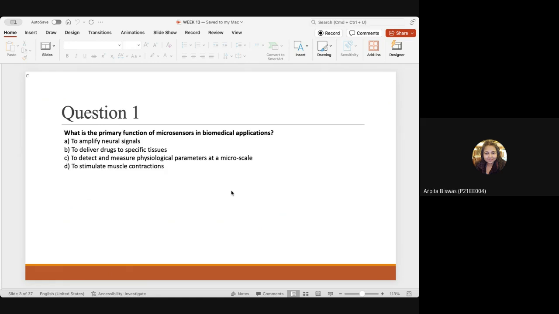The first option is to amplify the neural signals. The second option is to deliver drugs to a specific tissue. Option C is to detect and measure physiological parameters at a micro scale. And option D is to stimulate muscle contractions. Please go through the question carefully and try to find the right option.